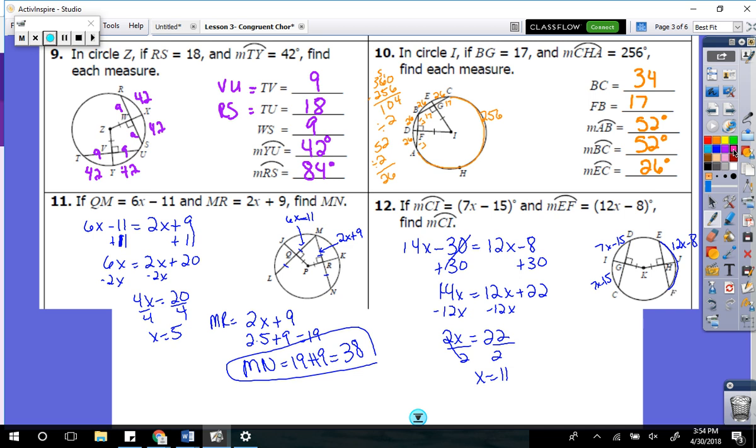We are looking for the measure of arc CI. So that's this one here. So we're going to plug back in. It is 7x minus 15, so it's going to be equal to 7 times 11 minus 15, which means the measure of arc CI is equal to 62 degrees. Okay.